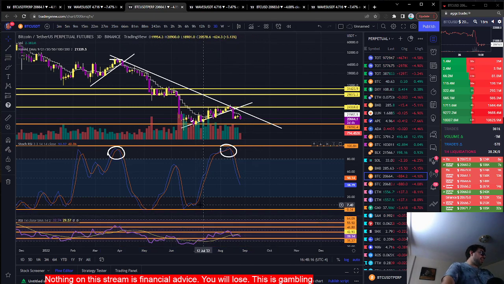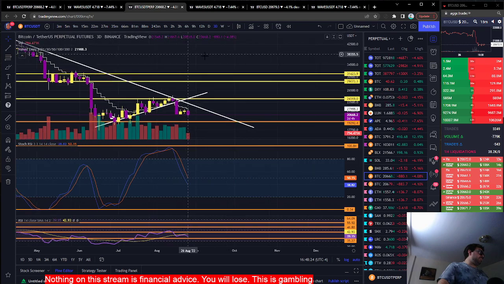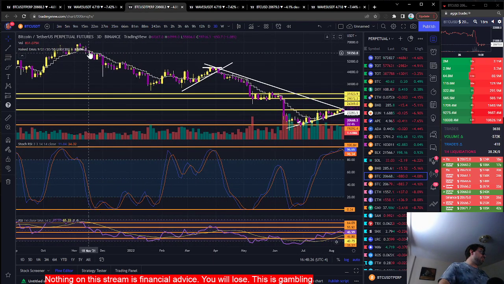So on a higher time frame, that's how you can use stochastic RSIs to your advantage, and more so in a bearish market. And you're more in a bearish movement market when you're below the 9 EMA.